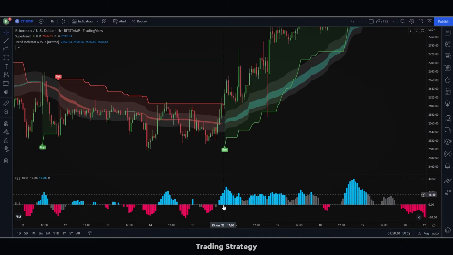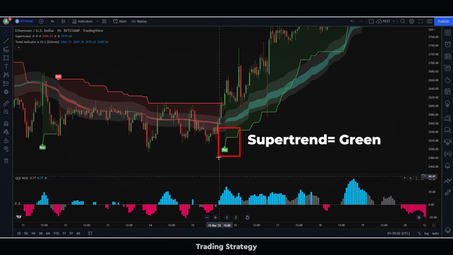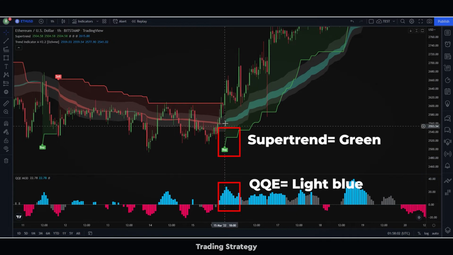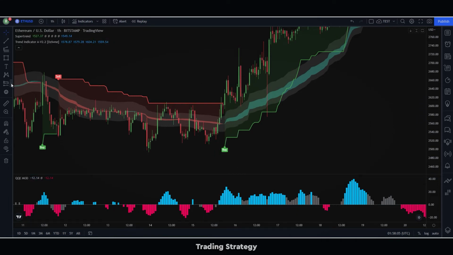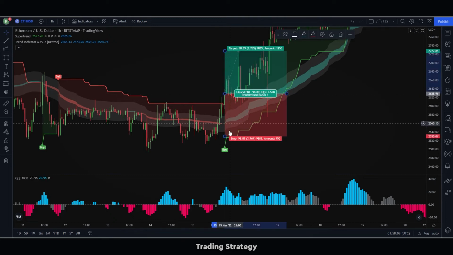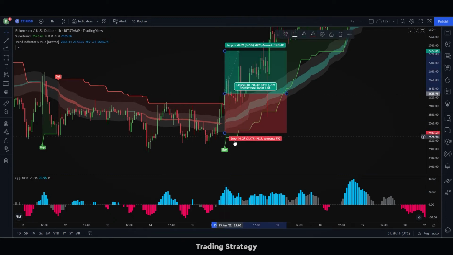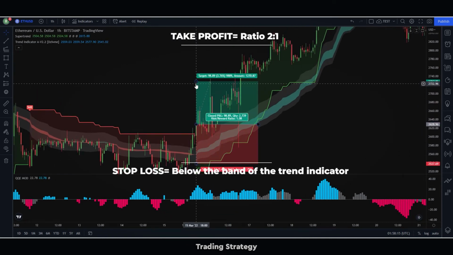The rules for opening a buy trade are simple. First of all, we must wait for the super trend to be green and the QQE to show blue bars. If these two things are met, we will carry out the buy operation. We will place our stop loss below the band of the trend indicator and the take profit in a risk-benefit ratio of 2 to 1, that is, twice our stop loss.